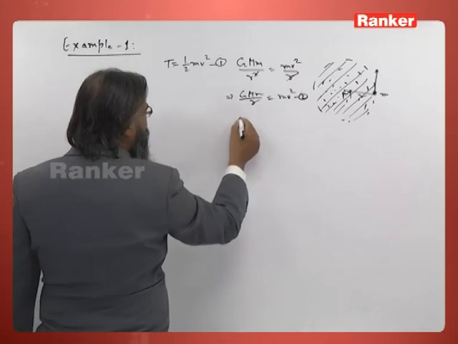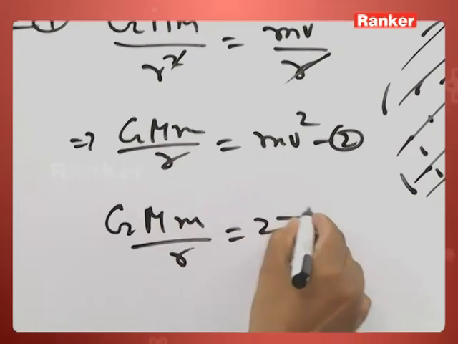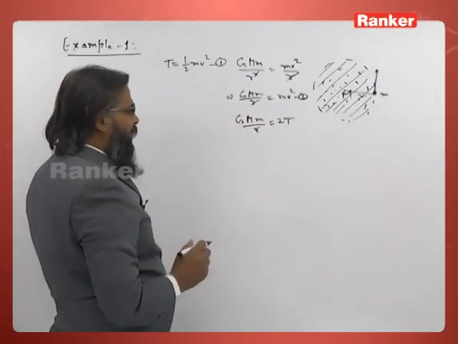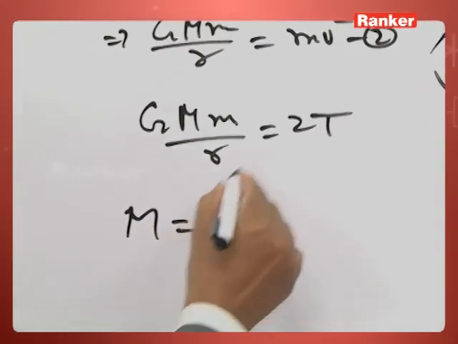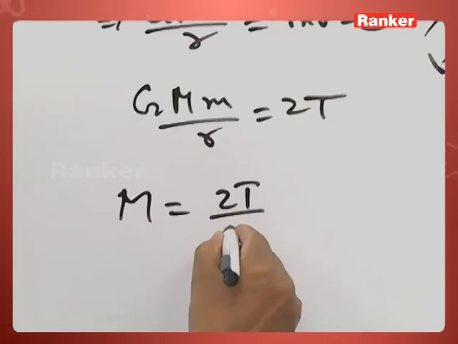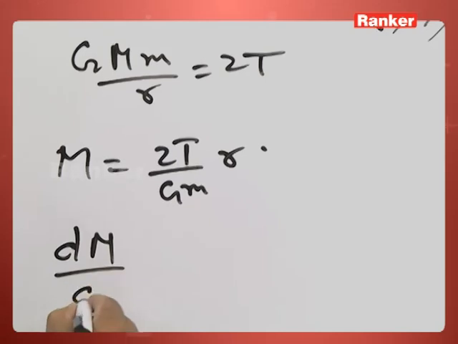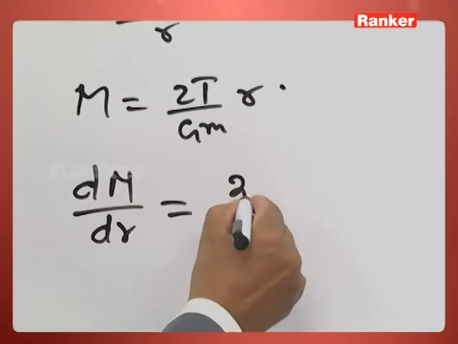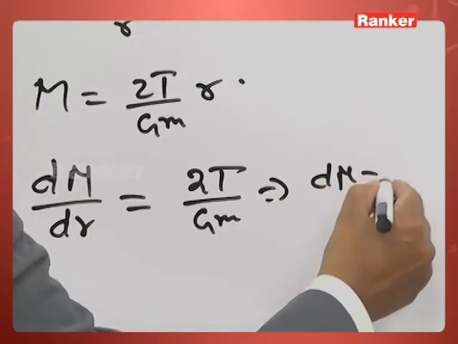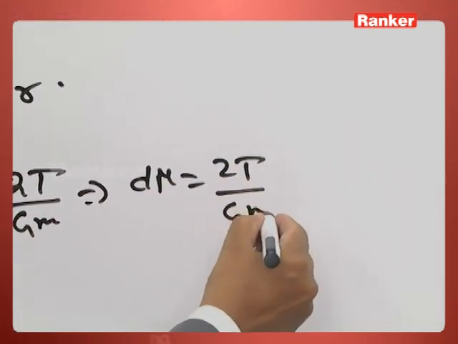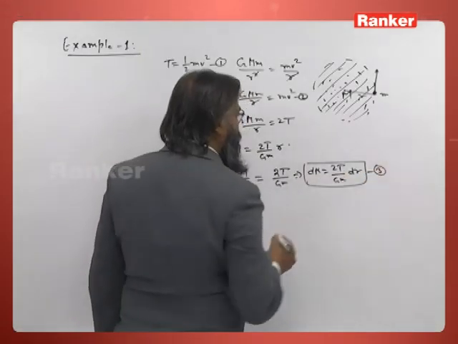So, we will write here GMm by r as 2T, where T is the kinetic energy, which is constant. So, here we got M as a function of r: M is 2T r by Gm. So, we have dM by dr is equal to 2T by Gm, which implies dM is equal to 2T by Gm dr. This is equation number 3.